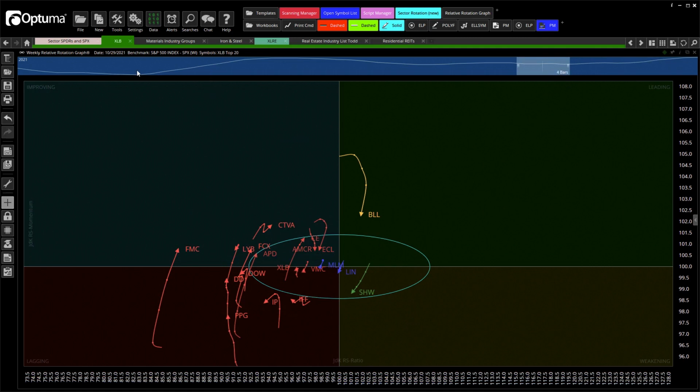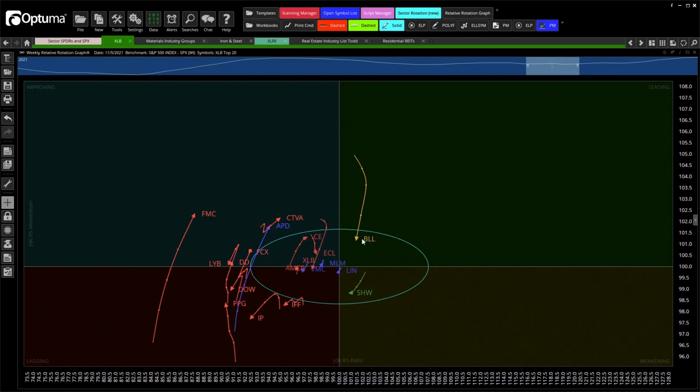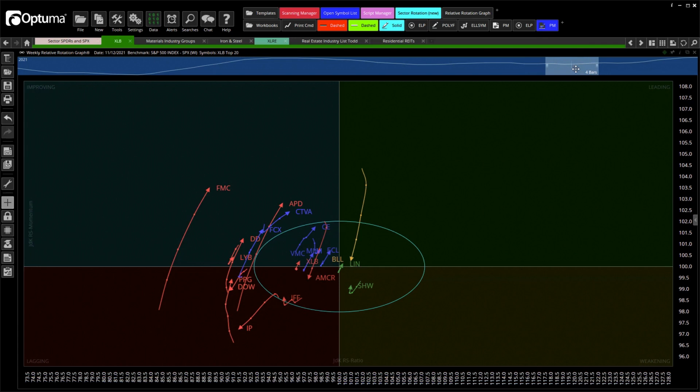You can see if we go back here to early November, we really had no leadership out of the materials sector. Maybe one stock, and that one stock had a little momentum fade. Sherwin-Williams was weakening, but anything to the right of the vertical axis is going to be a leader. But there really wasn't much there. Now, there were some initial signs that some of these material stocks were starting to improve.